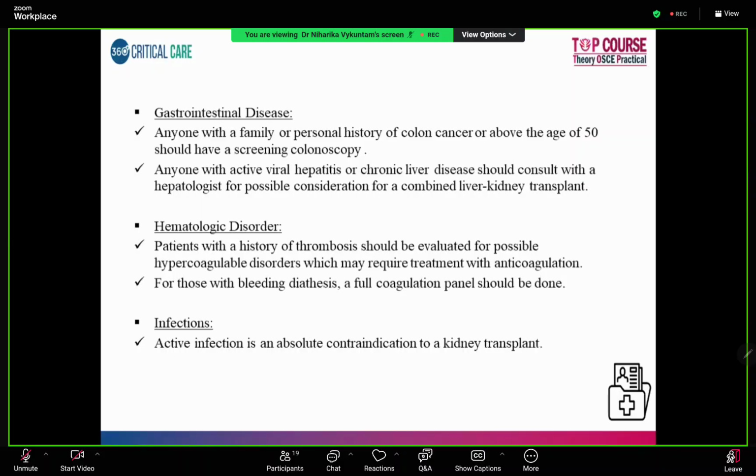Now, coming to the hematological disorders, as I told, if the patient has any thrombosis history, it has to be evaluated properly. You have to send all the hypercoagulable workup to rule out if the patient has any underlying APLA or any other autoimmune disorders. For those who have a bleeding diathesis, a full coagulation panel should be done. And as we all know, infections have to be ruled out. So you have to send your procalcitonin, you have to send all the cultures also. And active infection is an absolute contraindication to a kidney transplant.